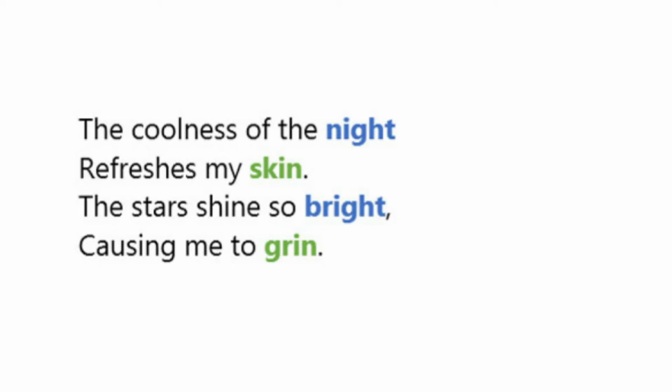But this isn't the only pattern that you can see in a poem. Let's take a look at another one. The coolness of the night refreshes my skin. The stars shine so bright, causing me to grin. Night rhymes with bright, but their verses are not next to each other. Skin rhymes with grin, but their verses are not next to each other. So what's the pattern? We put A and A next to night and bright, and B next to skin and grin. The rhyming pattern of this poem is ABAB. So this is an ABAB pattern.